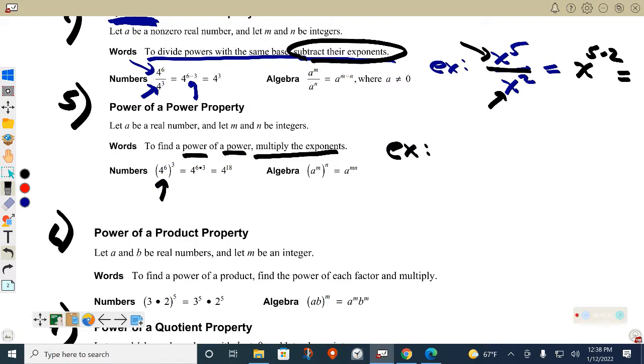Valladares, what's your favorite number? I'm going to take Valladares' favorite number, raise it to the 2nd, but then raise that puppy to the 5th. A power to a higher power. 7 to the 10th power.